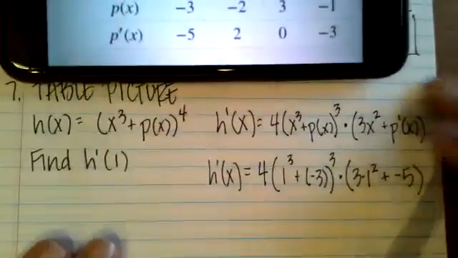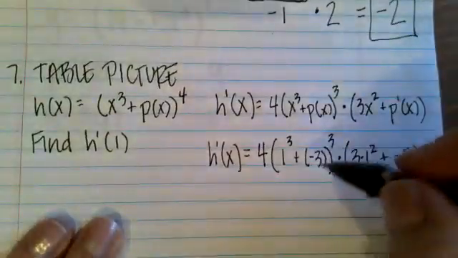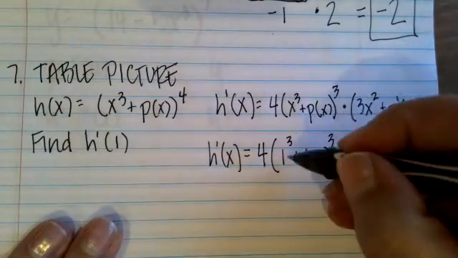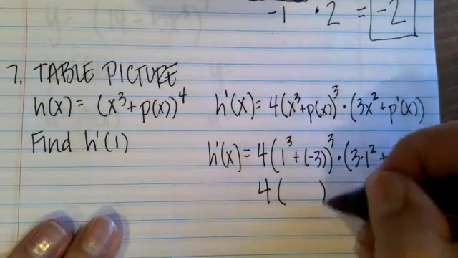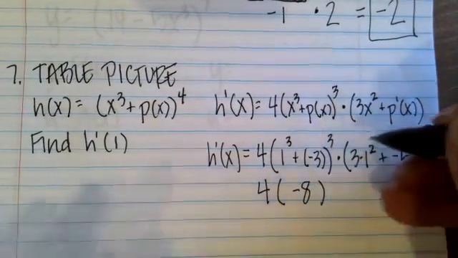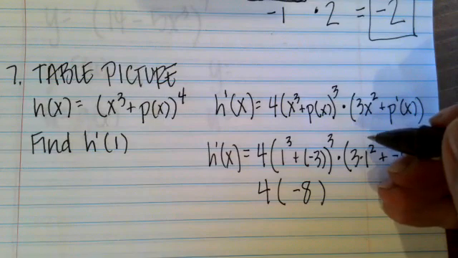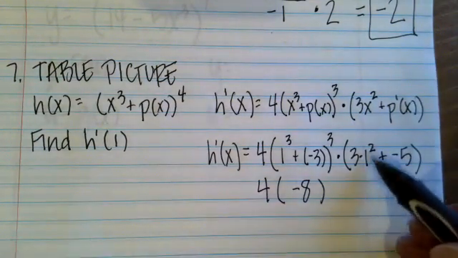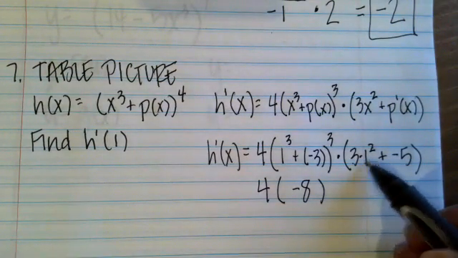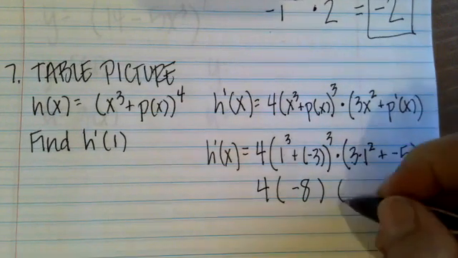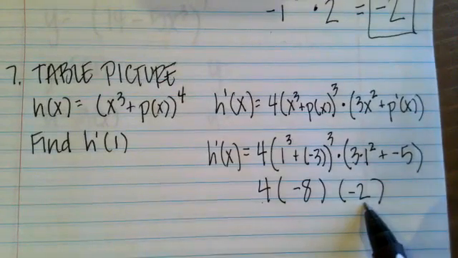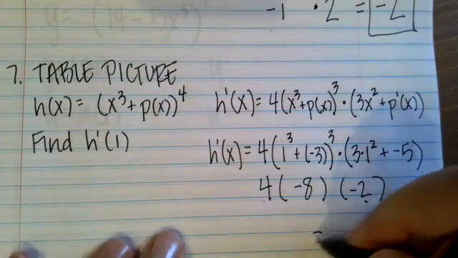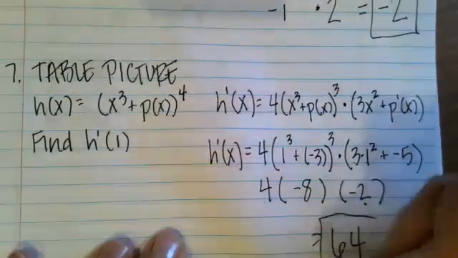And so now I just get to simplify that. So 1 cubed is just 1. 1 plus negative 3 is negative 2. Negative 2 cubed is negative 8. And then this would be 1 squared is just 1. 3 times 1 is 3. 3 plus negative 5 is negative 2. 4 times negative 2 is negative 8. And negative 8 times negative 8 is a positive 64.